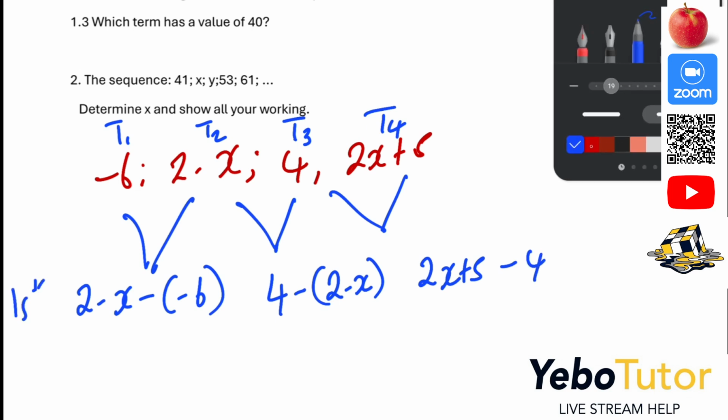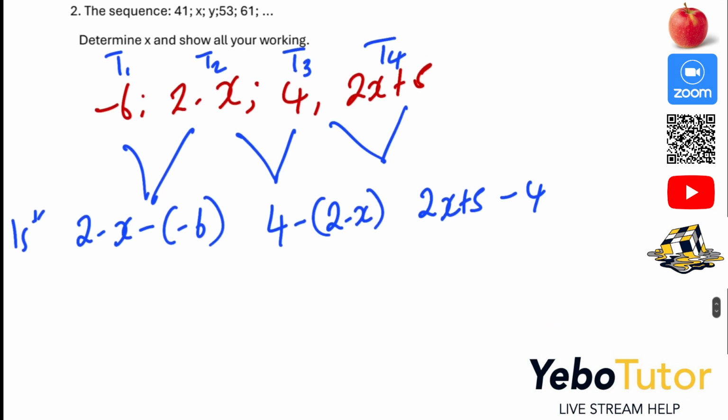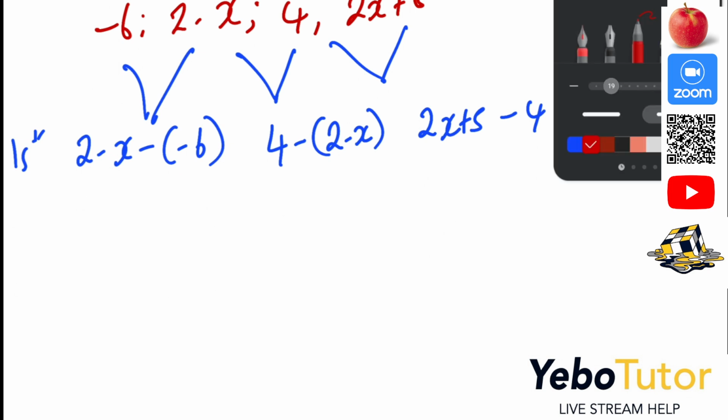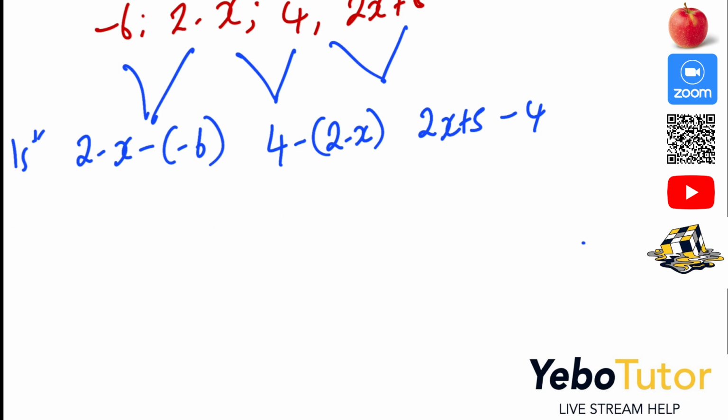But what we know about a quadratic sequence is that it has a second constant difference. Okay, so now we can look for the second constant difference. But of course, we can solve this a little bit here. Let's just solve it so that it can have proper numbers. So that would be 2 minus x, negative times negative is positive, so plus 6 there. So that would be 4 minus 2, negative times that would be positive x. Then 2x plus 5 minus 4.